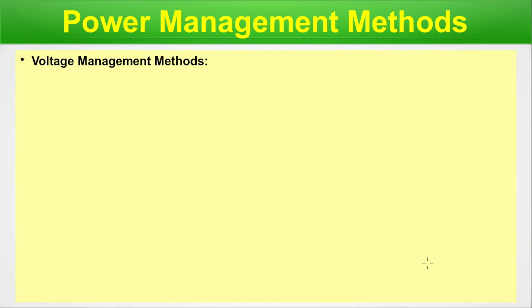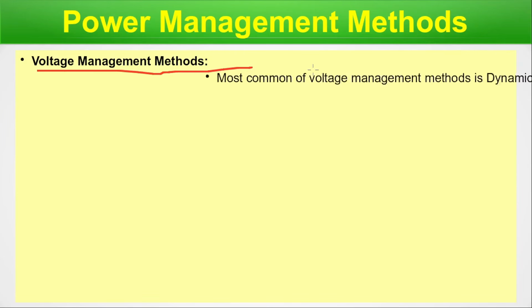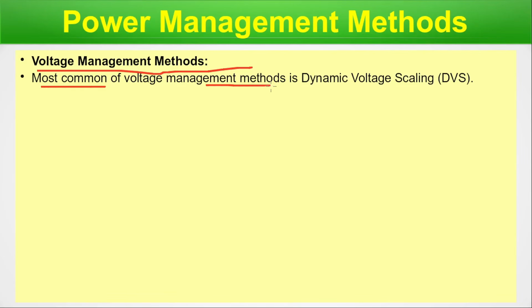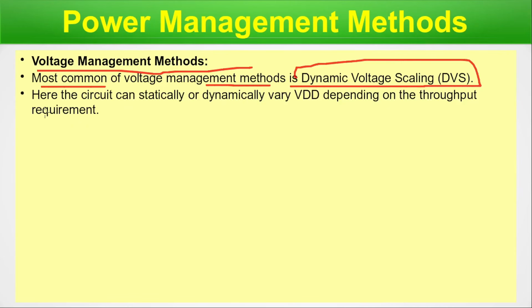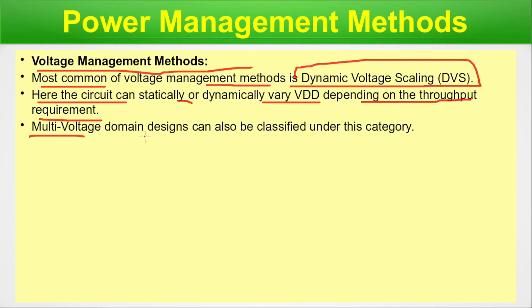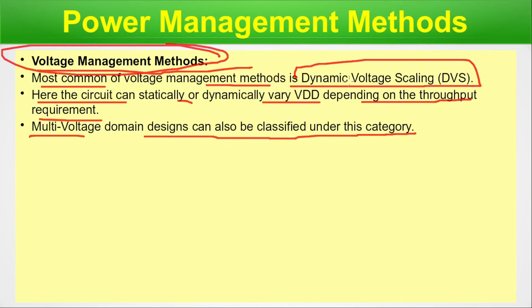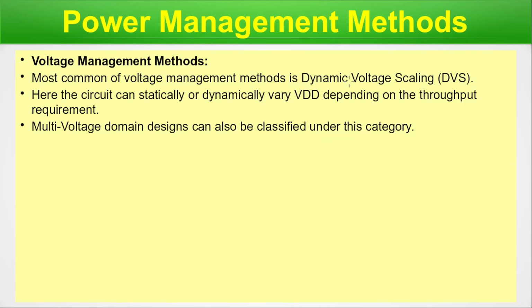The first thing is the voltage management method. The most common voltage management method is dynamic voltage scaling, DVS. Here the circuit can statically or dynamically vary VDD depending upon the throughput requirement. Multi-voltage domain designs can also be classified under this category. So we have talked about multiple VDD domains that is classified under the voltage management method. So these are methods of managing the power to the PMU or PMB.